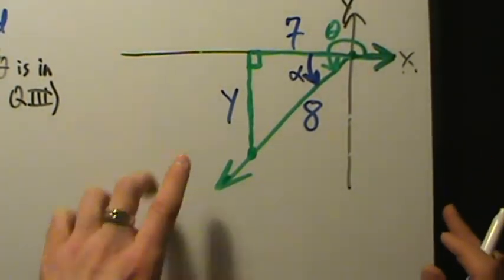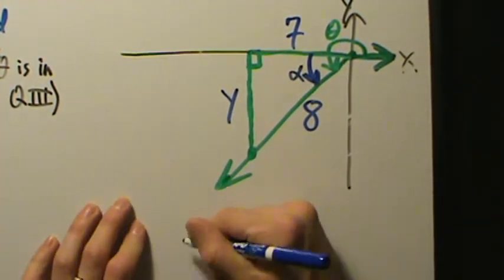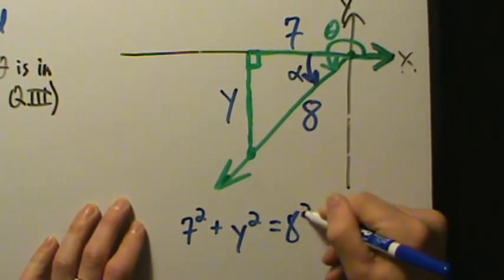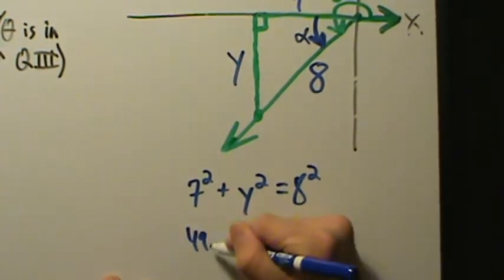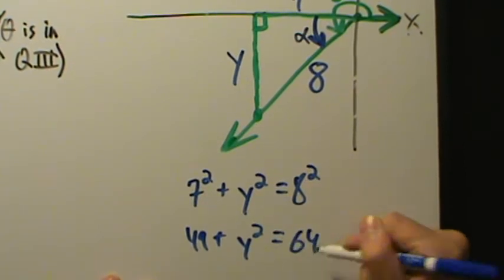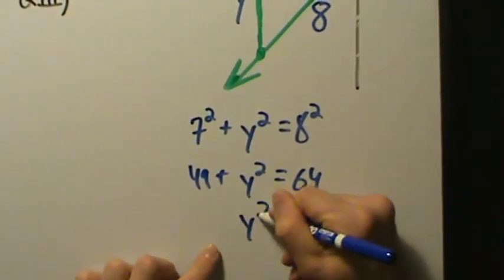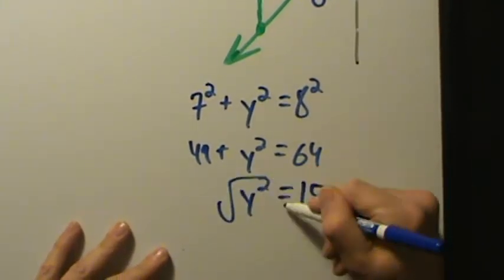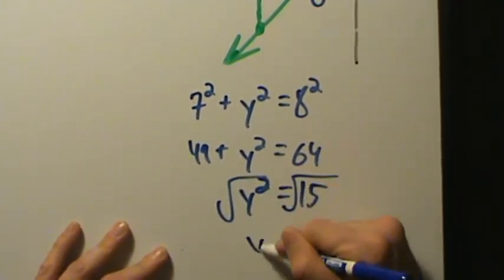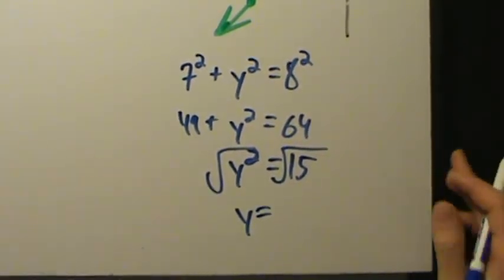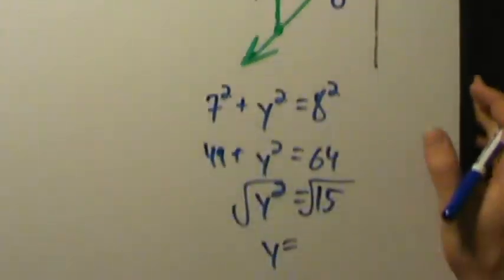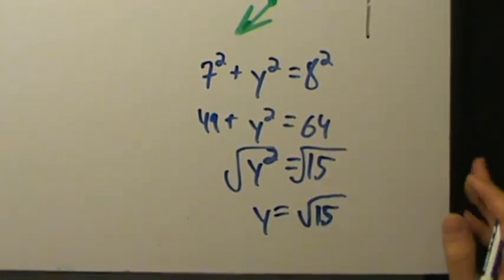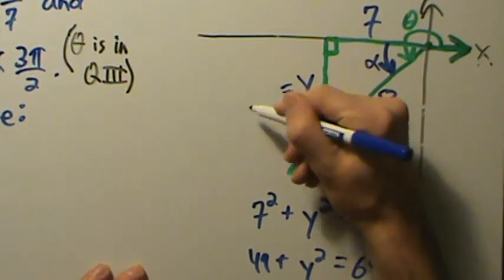Now Pythagorean theorem to find this. It's going to be 7 squared plus y squared equals 8 squared. So this is 49 plus y squared equals 64. Y squared equals 64 minus 49, which is 15. So take the square root of both sides. So y equals, yes, there's a positive and a negative root, but it's the length of a side of a triangle, so we really should say positive root 15. So y is positive square root of 15. Let's write that over here.